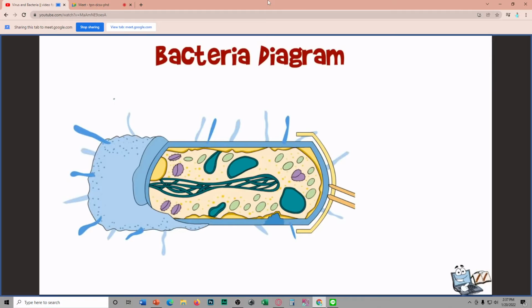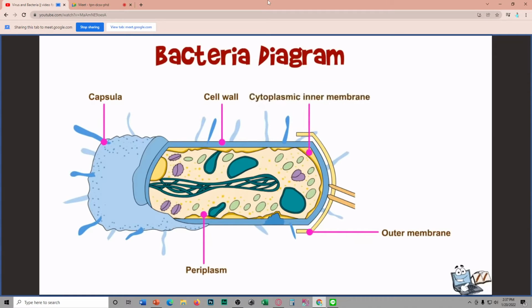Parts of the bacteria cell. Capsula lies outside the cell envelope of bacteria. Outer membrane protects against harsh environment. Periplasm and cell wall, specialized region of great importance. Cytoplasmic inner membrane contains proteins of the nuclear. Cytoplasm, gel-like matrix composed of water, enzymes, nutrients, wastes, and gases.